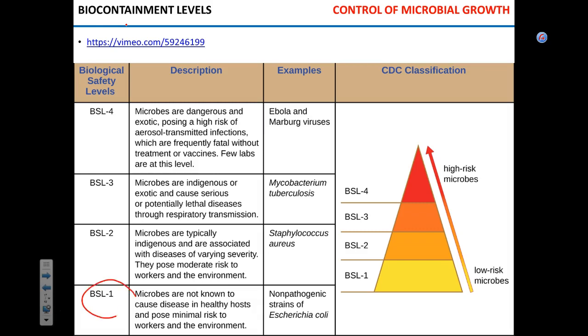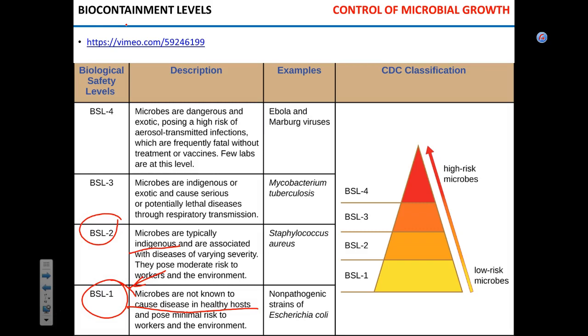So BSL-1 microbes are not virulent in healthy hosts and have minimal risk to people or the environment. The overwhelming majority of microbes that we are working with are BSL-1 microbes. Does that make sense? Now, BSL-2 microbes are first indigenous, meaning they are found in that location.